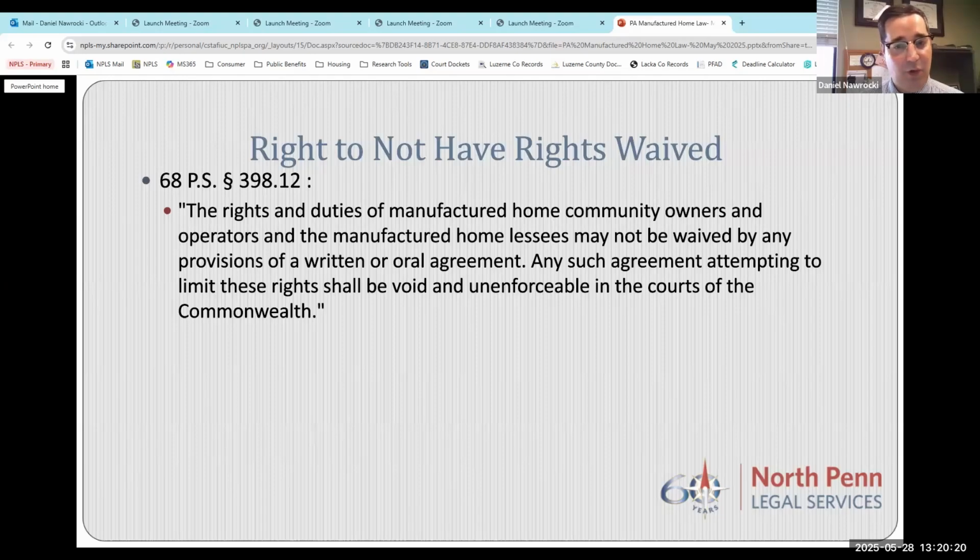And that is one of the rights, even under the Landlord-Tenant Act, that a manufactured home community resident has, or manufactured home community lessee in this section. It says any agreement attempting to limit those rights is void and unenforceable. So I would say that's one of the important rights that protects a tenant, would be a notice to quit under the Landlord-Tenant Act.